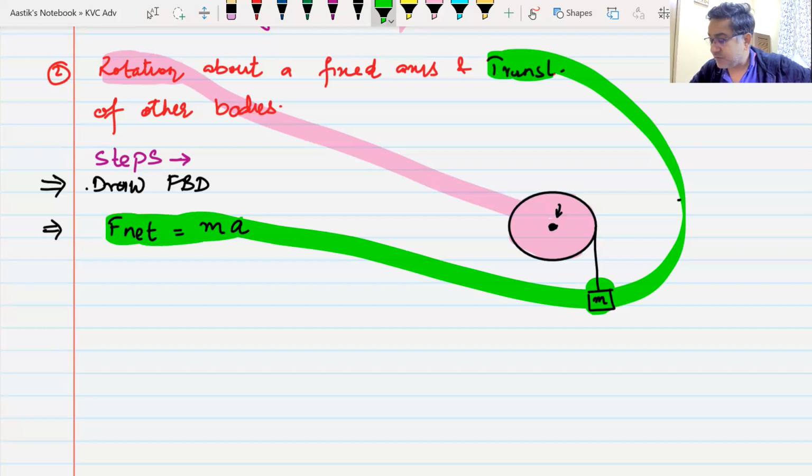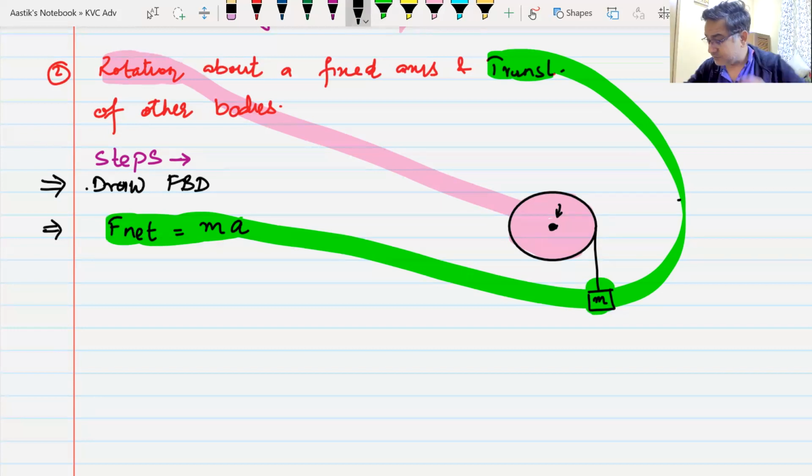Now, there could be one body in translation, there could be two, or there could be more. So for each and every body, you have to make this equation. Do we understand this? Yes or no? Yes, sir. I'm not writing everything. I'm just showing you that for the translational body, you have to find out the net force and equate it to their acceleration. Do we understand this? Yes, sir.